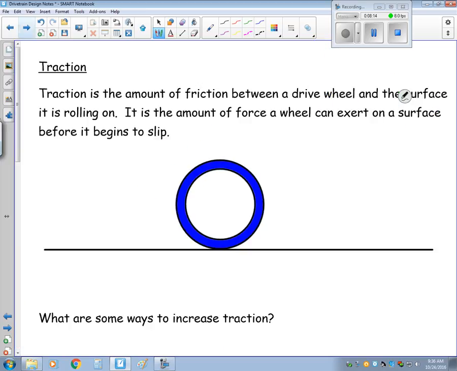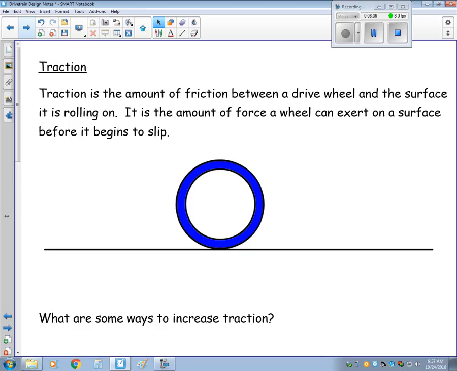So we can use this to start talking about something called traction. Traction is the amount of friction between the drive wheels and the surface it's rolling on. You can also think of it as the amount of force the wheel can exert to the surface before it begins to slip. So here is our wheel.